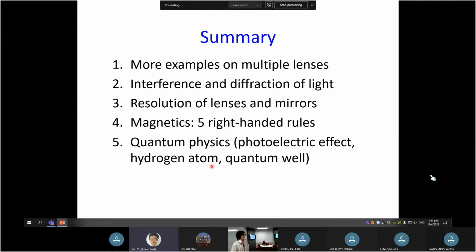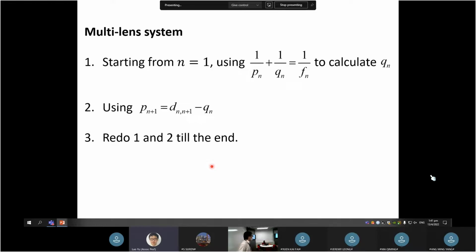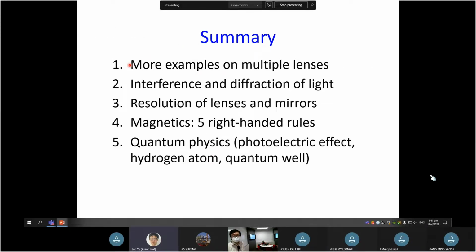Okay, so first let's look at optics. For geometry optics, the most important thing is the multiple image system. Now is the right time to look at the past examination papers, and you will see the multiple image system is tested very often. Nearly every semester there is about 1 question on it. So everyone must understand this for geometry optics.